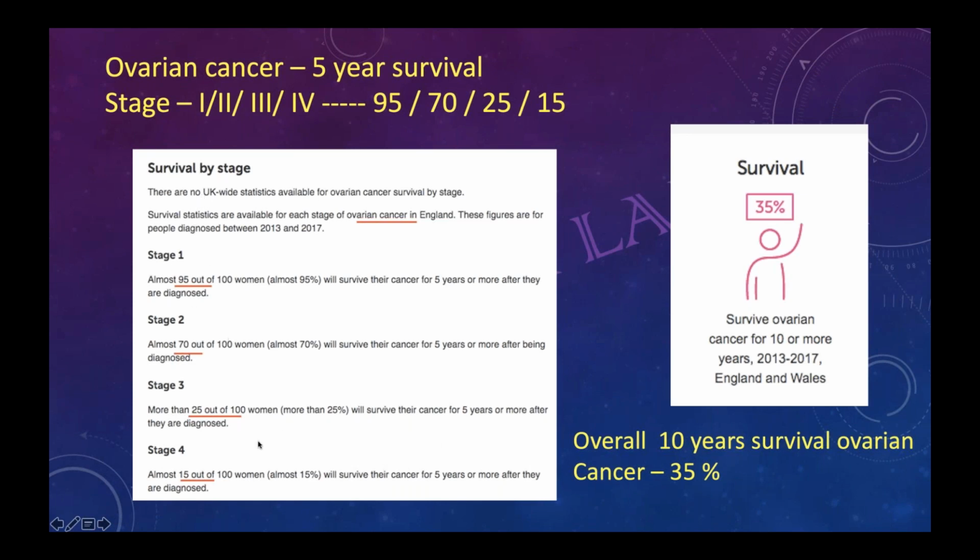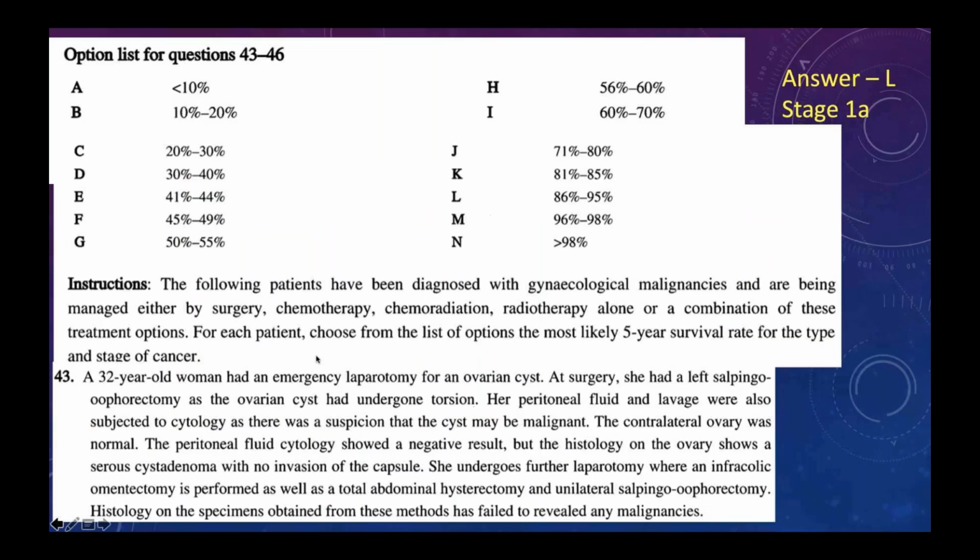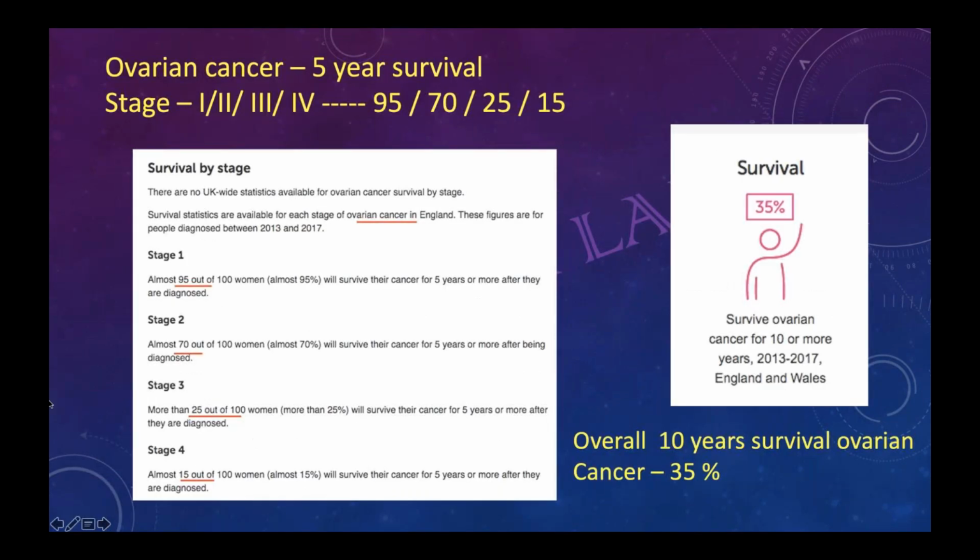So this is from the Cancer Research UK. This is the 5-year survival, stage 1, 2, 3, and 4 for ovarian. So it is 95, 70, 25 and 15. 1, 2, 3, 4. So in our patient, it will be 95. So look for 95. So this is L is 95. So answer will be L. This you have to remember only.